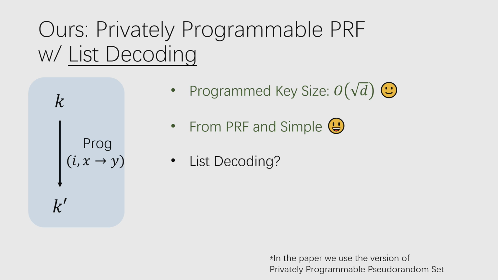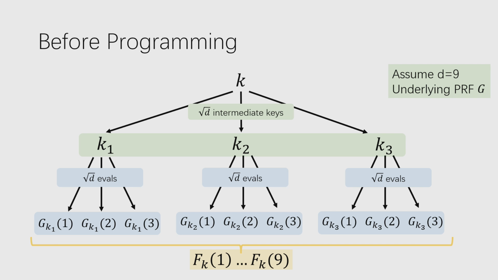This is a simpler construction compared to existing works. We don't have polylog program key size, but we have square root D program key size, and it's from PRF, and it's simple. And what do I mean by list decoding? Well, I guess it'll be clear once I get to the following slides.